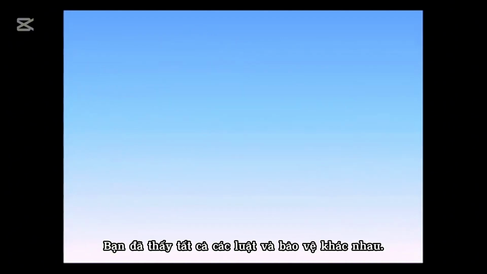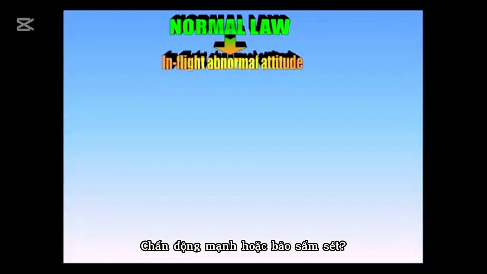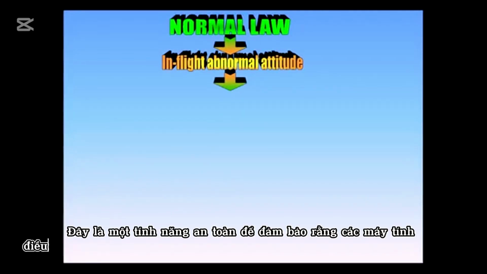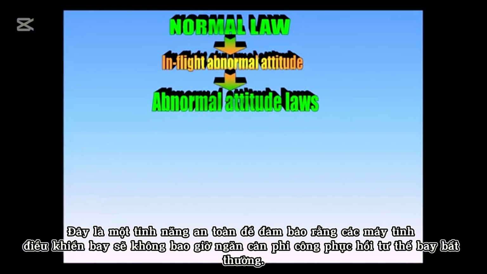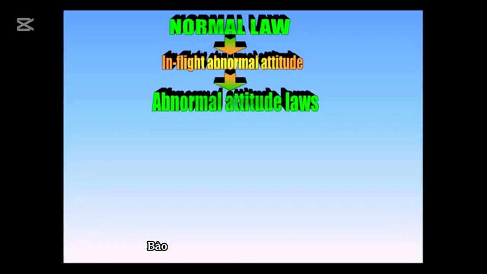You have seen all the different laws and protections. What happens, though, when external forces cause the aircraft to leave the protected envelope? Severe turbulence or a thunderstorm. If the limits of normal laws are exceeded, abnormal attitude law becomes active. This is a safety feature to ensure that the flight control computers will never prevent the pilots recovering from an abnormal in-flight attitude. The flight control laws operate in alternate law without protections and stabilities. Load factor protection is maintained.